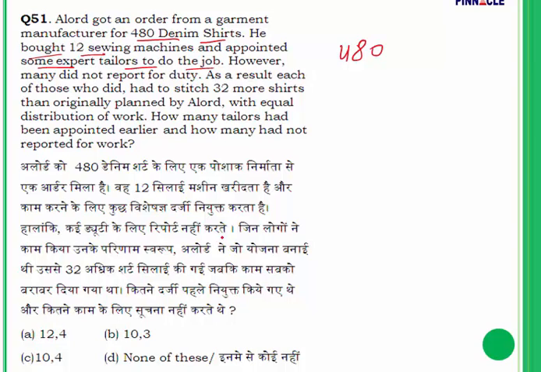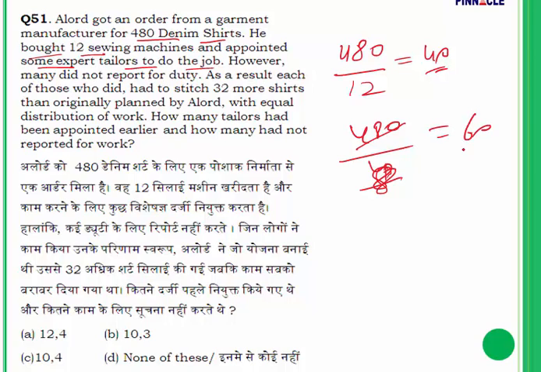Let's take the first option. It means 12. The question is, how many tailors had been appointed earlier? If 12 had been appointed earlier, then 40 shirts each would have been sewn. And how many had not reported for work? If 4 did not report, it means 8 reported for work. So 60 shirts were sewn by those who joined the work. So 20 should be the difference, but the difference here is 32, so the first cannot be the answer.